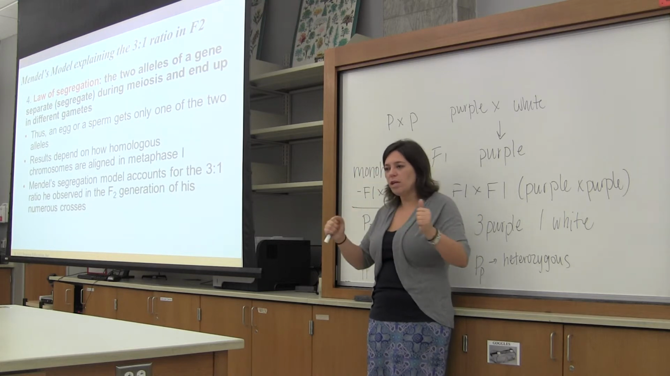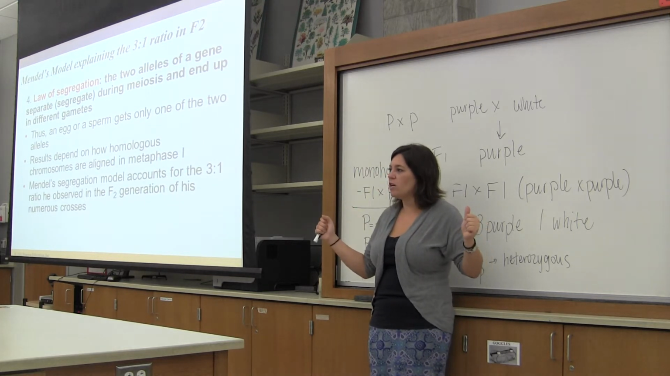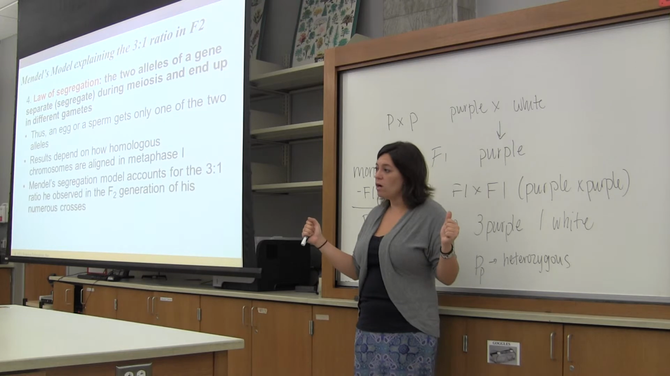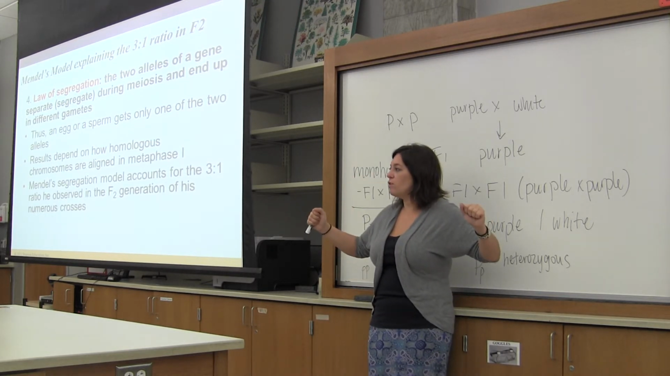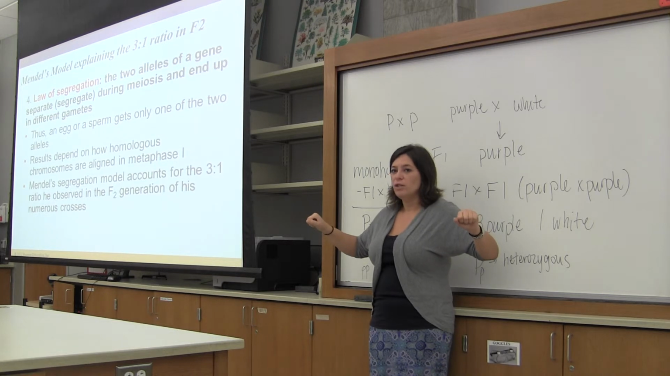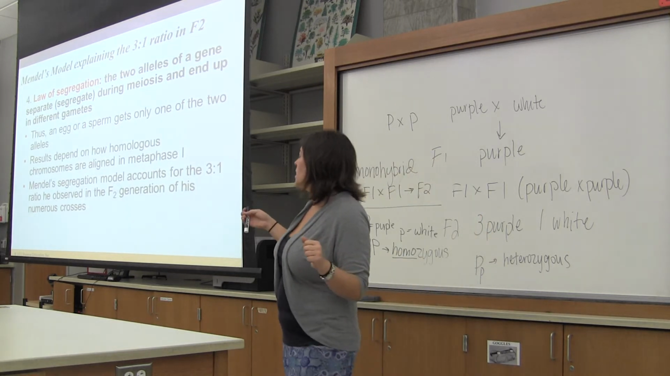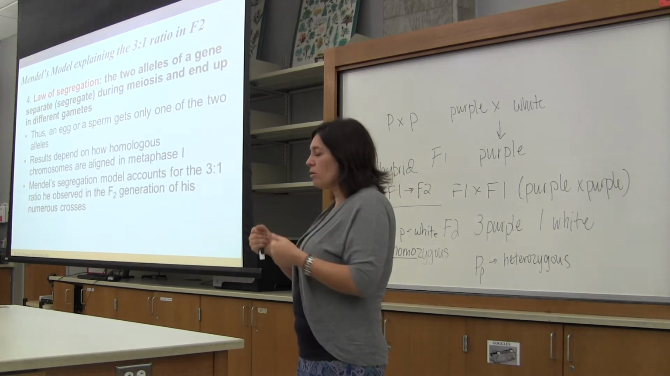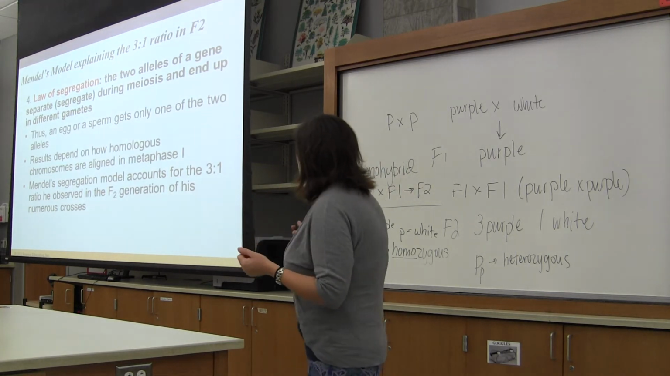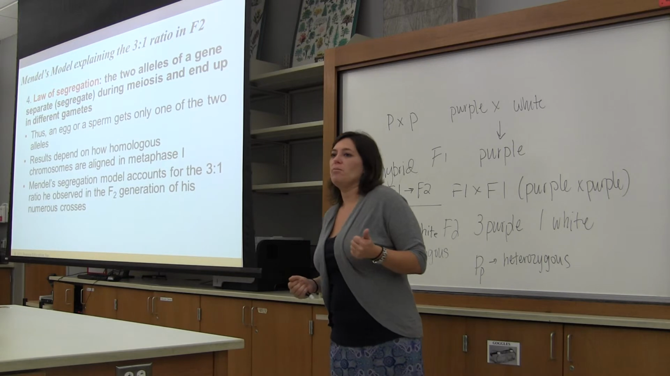So when we separate those homologous chromosomes from one another in metaphase 1 of meiosis 1, we're essentially separating those two different versions of that allele. Another way to say this is that when the two alleles of a gene are separated during meiosis, they're going to end up in different gametes.